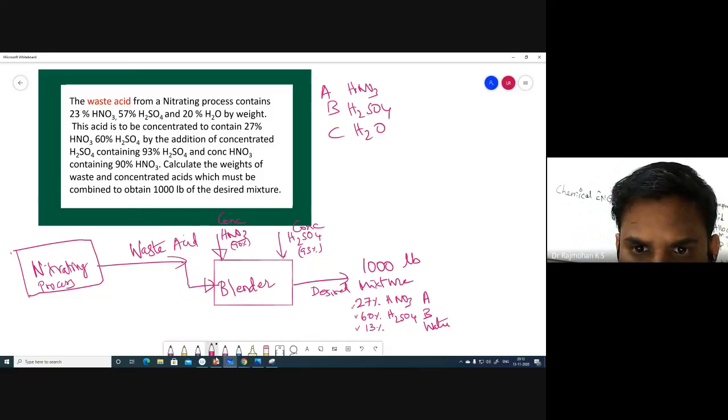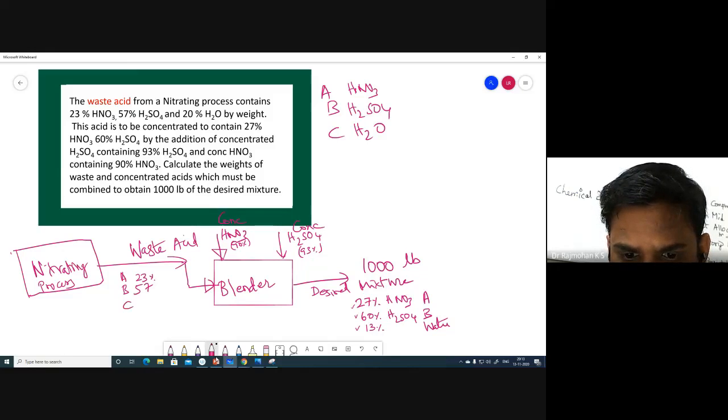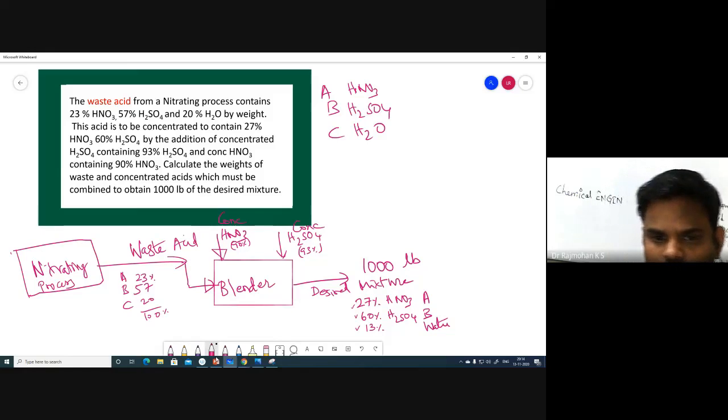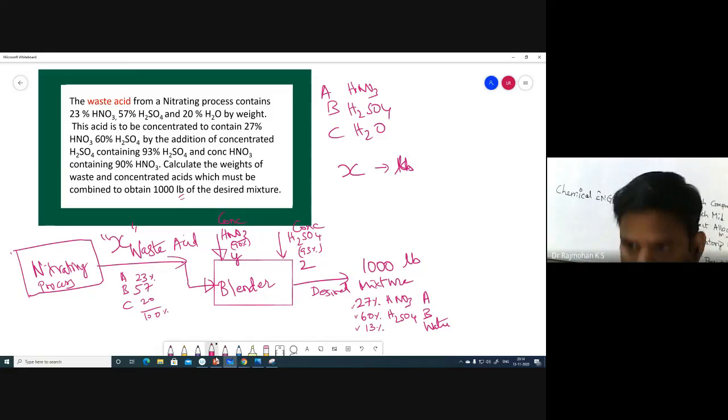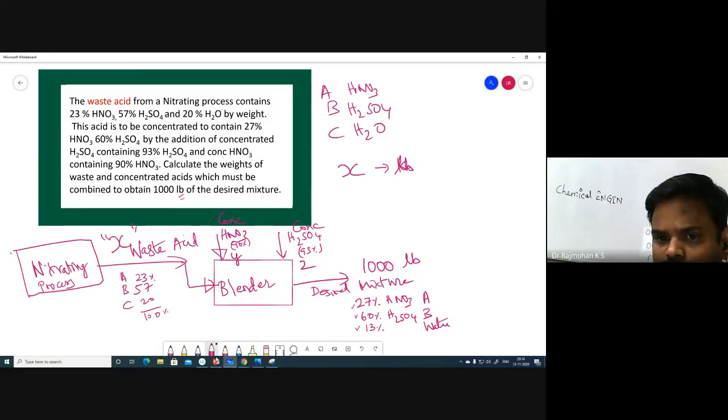So here the waste stream feed contains A as 23 percentage, B as 57 percentage, C water as 20 percentage. Check the total: 100. Okay, so these are the streams. So what is X? X is the amount of waste acid entering. I am assuming three terms here, X, Y and Z. X is the pounds of waste acid, because it is given in pounds, you can directly do it in pounds.